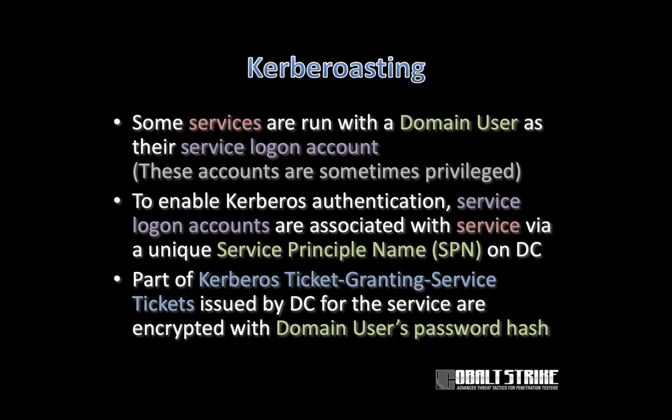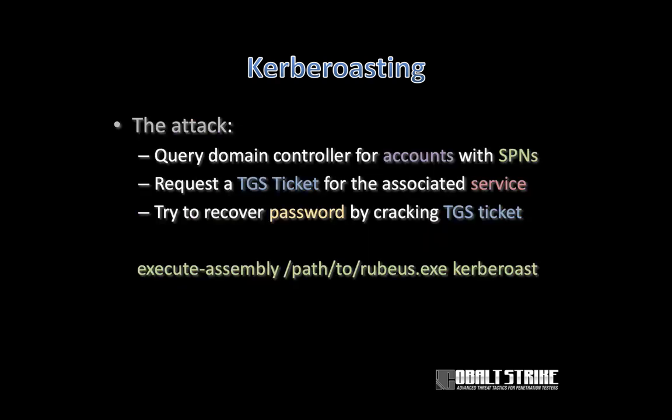Now, when I, an end user on a network, want to authenticate to a service on that same network using Kerberos, I go to the DC with my ticket granting ticket and I say, hey DC, can I get a ticket granting service ticket for that target service on that target system? And the DC will give me back this ticket. Now, what's really interesting is that parts of this ticket granting service ticket are encrypted with the domain user's password hash. With that out of the way, let's go into the Kerberoasting attack.